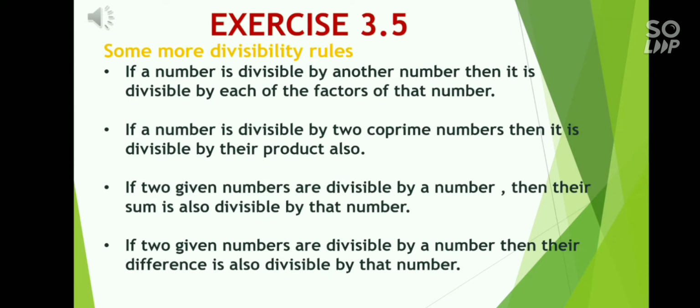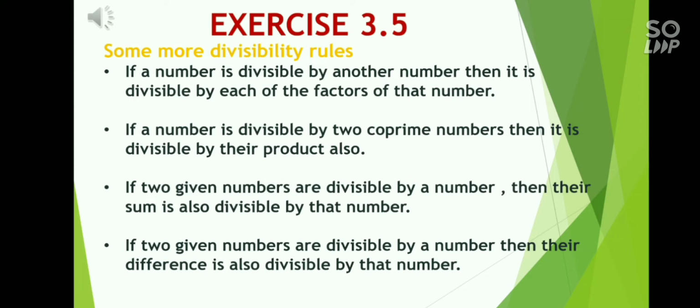If two given numbers are divisible by a number, then their sum is also divisible by that number. For example, 16 and 20 are divisible by 4. So their sum is 16 plus 20, we are getting 36, and 36 is also divisible by 4.